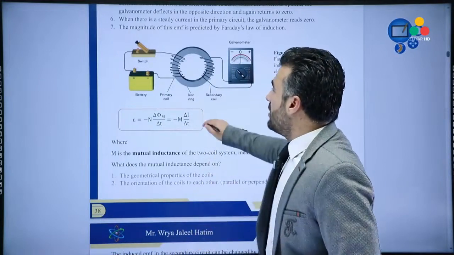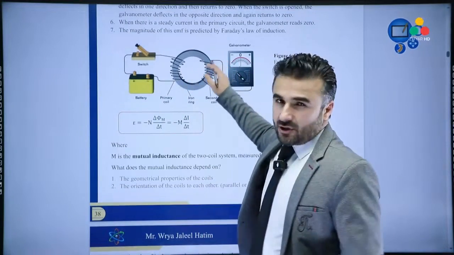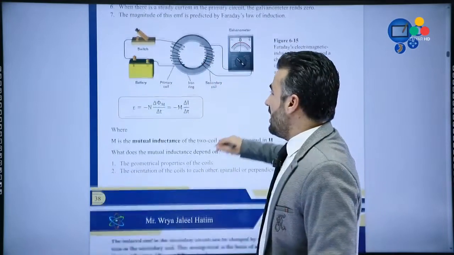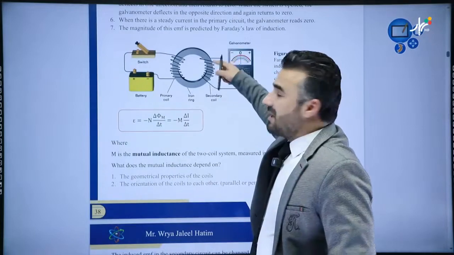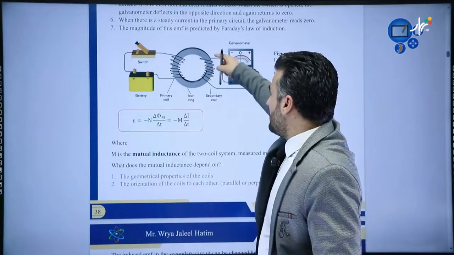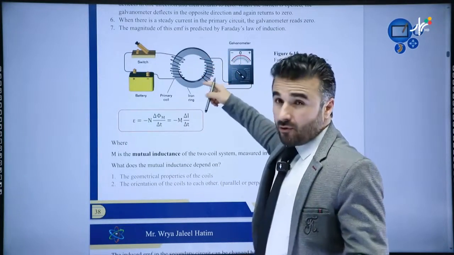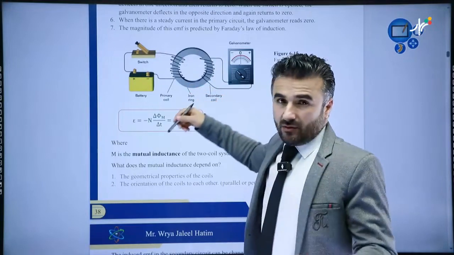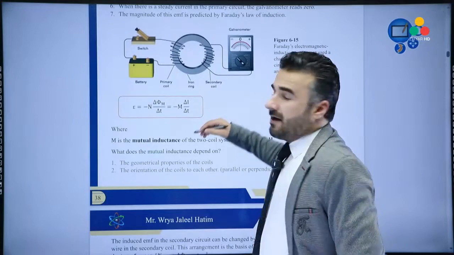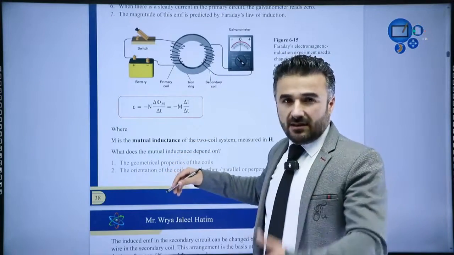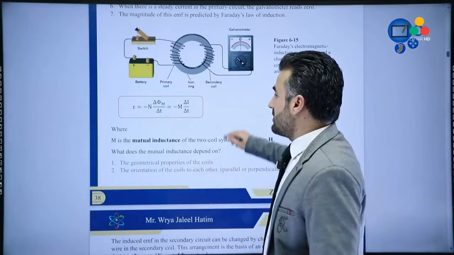And of course, by the way, we can increase or decrease the voltage that is induced depending on various factors. One of them is the number of turns, or the iron core that we're using, the shape of the coil, and all that. So there are some factors that the induced electromotive force depends on.